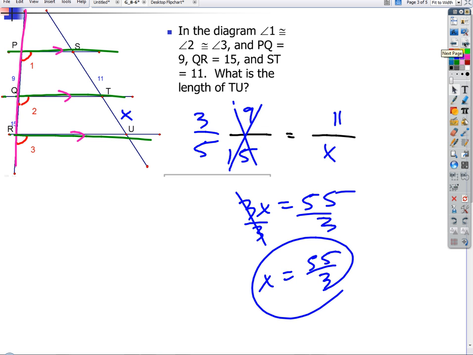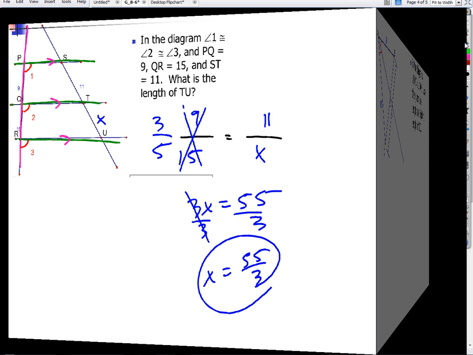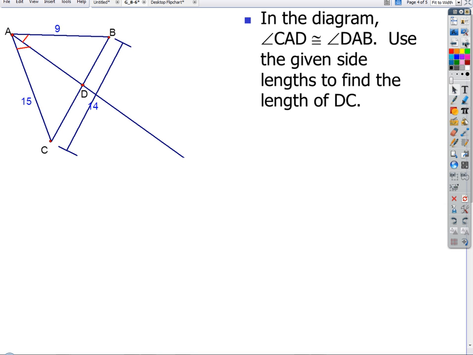All right, so last one. How about this guy? So this time in the diagram, we're told that the measure of angle CAD, so this angle up here, is congruent to angle DAB. So right there. So we got this triangle ABC, and doesn't that mean that this angle's been bisected?